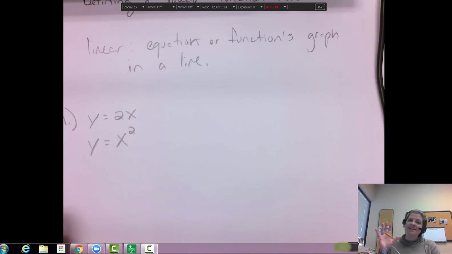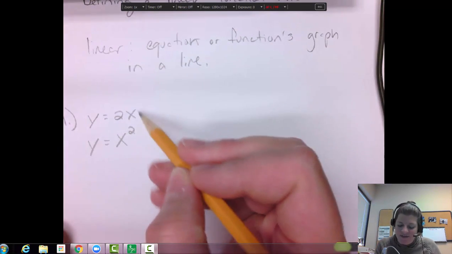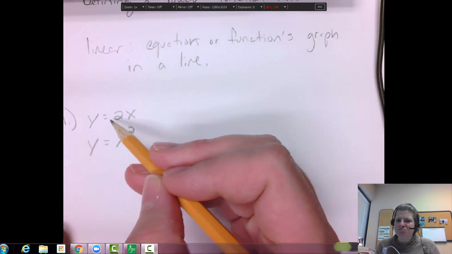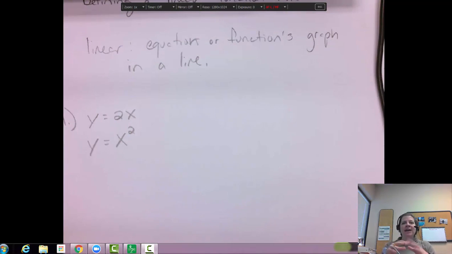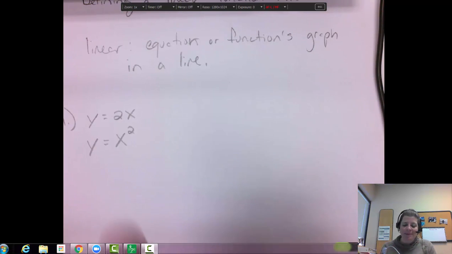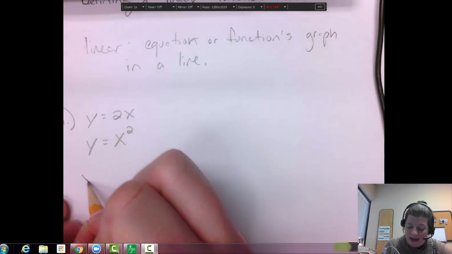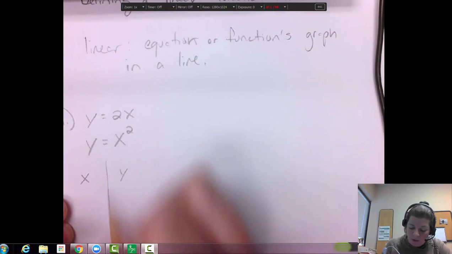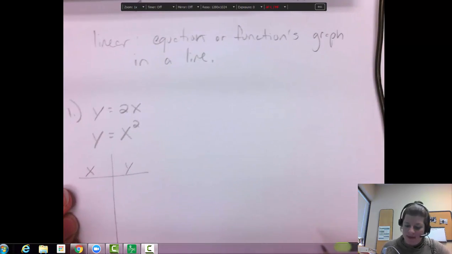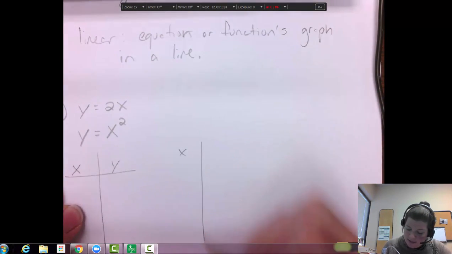Well, the hint is you always just have an x. You can times it, you can add it. So it can be like 3x plus 4. It can be 1/2 x minus 7. It can be lots of different things, but it cannot be an x squared. And let me show you why. So let's make charts and graph these two. We'll also show you how to graph them on a calculator.